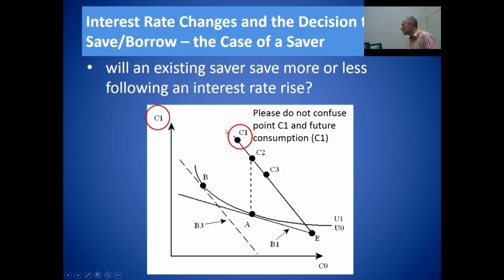What I've got here is a point C1. Don't confuse that with our future consumption C1 there. It's very, very bad notation on my part, but after I'd copied 200 handouts and put the notes on Blackboard, I wasn't going to then go and change it again. But please don't confuse that point C1 in the diagram and C1, that's our level of future consumption. If I refer to C1 here, I'll say point C1. I'm sure it won't cause confusion.